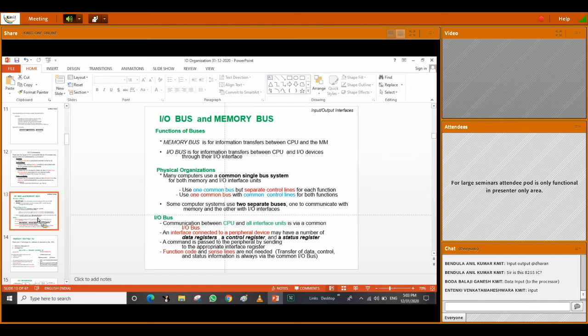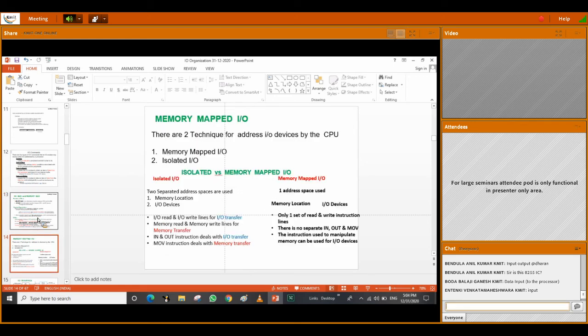And coming to the IO bus, communication between the CPU and all interface units is via a common IO bus. That is, the interface is connected to peripheral devices and may have a number of data registers, control registers and status registers. A command is passed to the peripheral by sending the appropriate interface register, the function code and sensor lines are not needed. The transfer of data, control and status information is always done on the common IO bus. And memory mapped address.